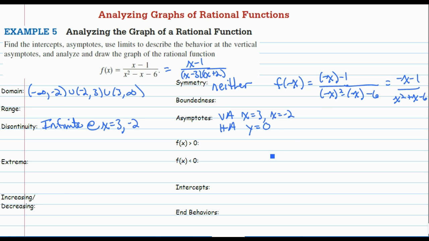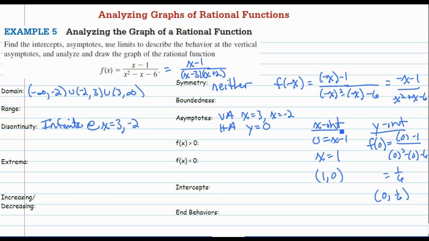And then I can find my x and y intercepts. I set the numerator equal to 0 because 0 divided by anything is 0. So an output of 0 will be achieved when x equals 1. So my x-intercept is (1, 0). My y-intercept is when the x value equals 0. So my y-intercept, after I plugged in 0 for x, was 1/6.